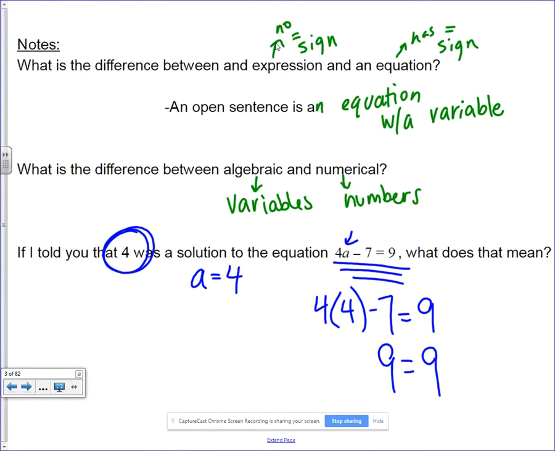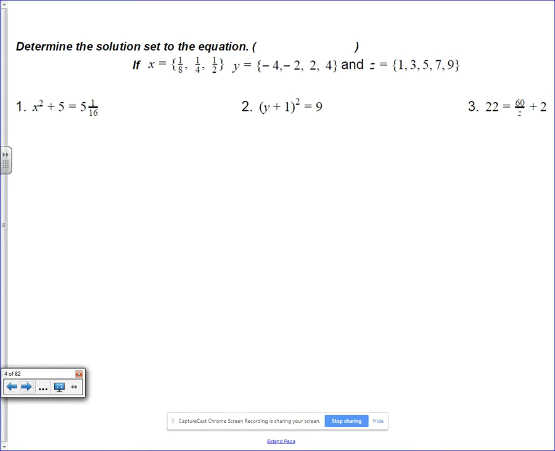Okay? So let's take that and apply it to our notes here today. Now, your directions say, determine the solution set to the equation. Basically, you're asking yourself, what works? You need to find a number so that when you plug it in, it works, meaning it equals what it's supposed to.